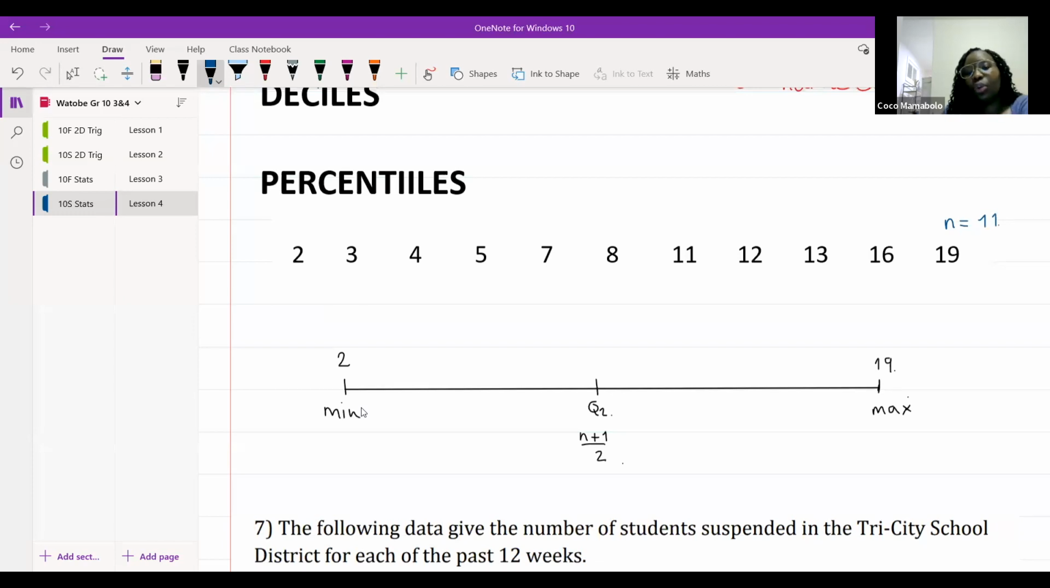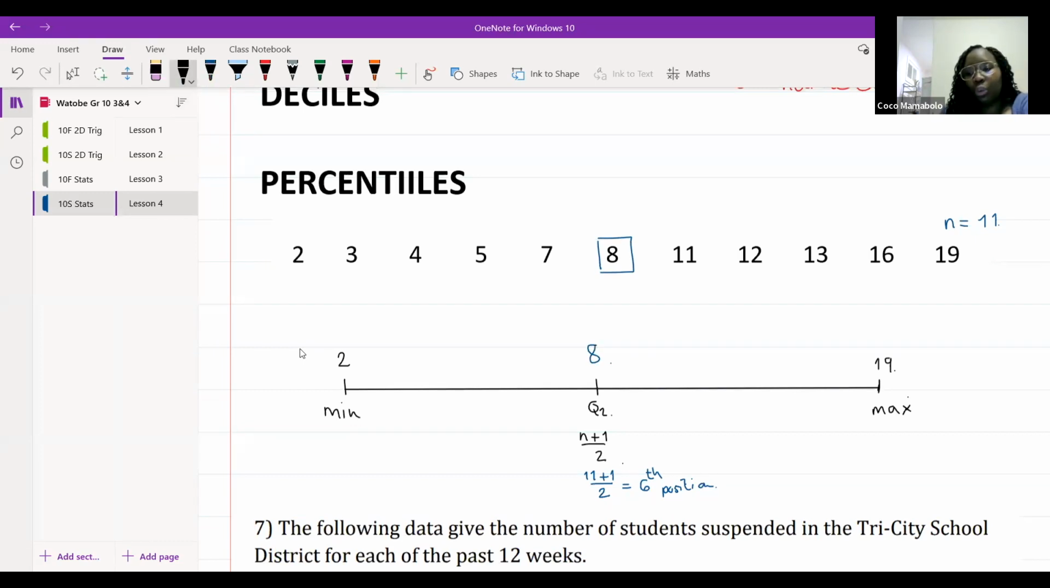Excellent. So we know that if we want to calculate for Q2, we need to say 11 plus 1 over 2. 11 plus 1 is 12, divided by 2 is 6. But that does not mean that 6 is our answer. We're going to go look for the number in the 6th position. So if we count 1, 2, 3, 4, 5, 6, the number in the 6th position is 8. Therefore, our Q2 or our median is 8, right?